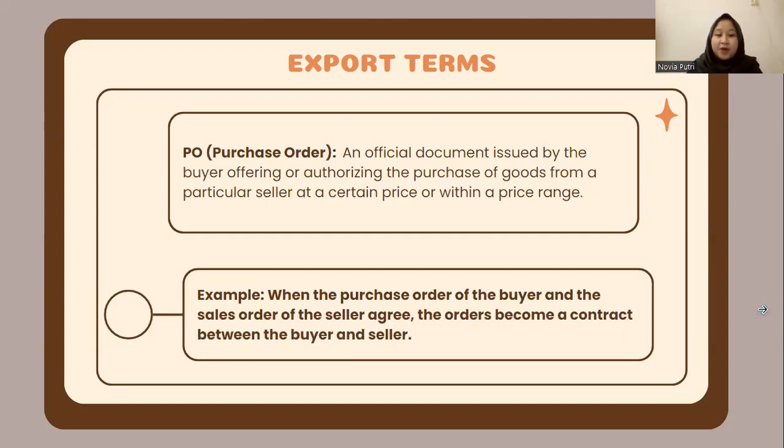And the next is PO, or purchase order. It's an official document issued by the buyer offering or authorizing the purchase of goods from a particular seller at a certain price or within a price range. For example, when the purchase order of the buyer and the sales order of the seller agree, the orders become a contract between the buyer and seller.